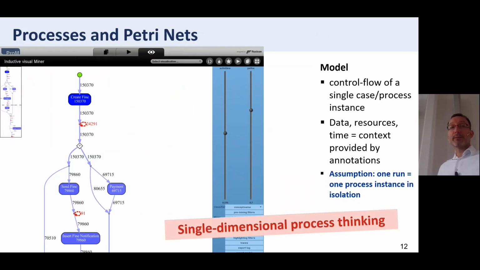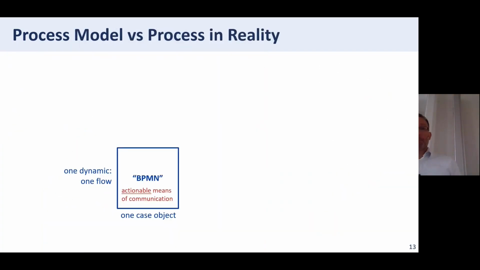And this is what we exploit in process mining. I call this single-dimensional process thinking. And you think, okay, what other dimensions are there? To start with, at the very, very basic way, you can think of behavioral dimensions in two directions. One is how many objects you're looking at, and one is how many dynamics you're analyzing.